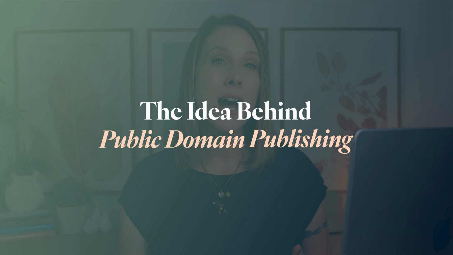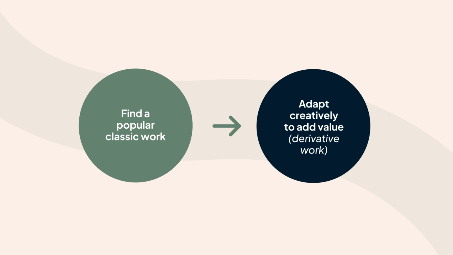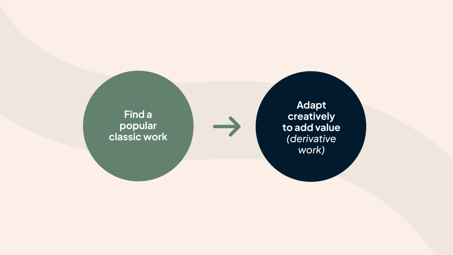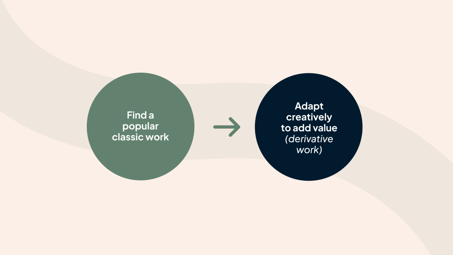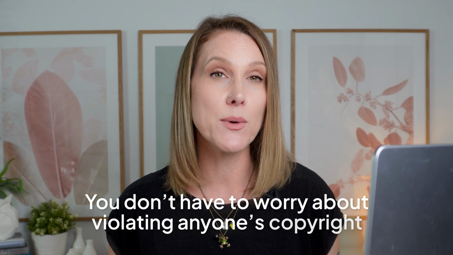Now, the idea behind public domain publishing is to find a popular classic work, adapt the work in a creative way that adds real value to readers, thus creating a derivative work. Then you publish that derivative work on Amazon KDP. And because the work is in the public domain, you don't have to worry about violating anyone's copyright.